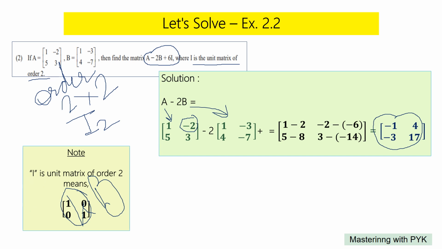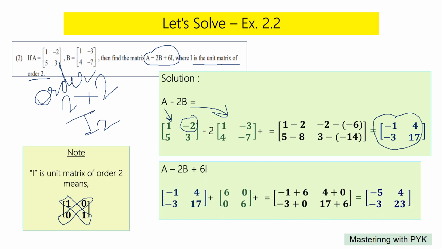Right? We already discussed that I is a unit matrix of order 2, which will be written as 1, 0, 0, 1. So a unit matrix says that the diagonal elements will be 1 and non-diagonal elements will be 0. So diagonal elements are 1 and non-diagonal elements are 0.